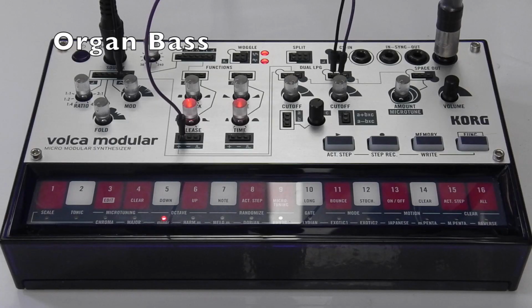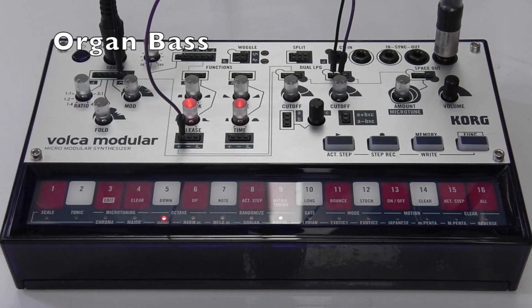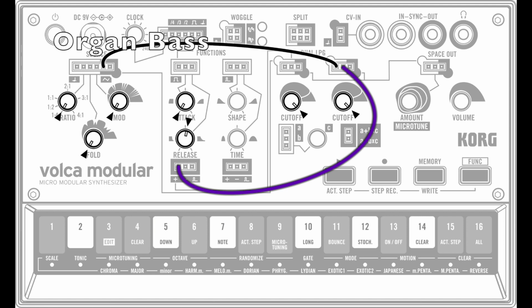Organ bass. This is a simple combination of the carrier wave and the modulator wave, just using two triangle waves, one at a lower octave and one at a higher octave. So by patching the modulator wave to LPG2, we get to hear bass frequencies from the modulator wave and higher frequencies from the carrier wave.